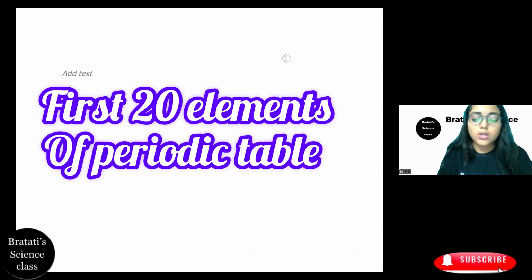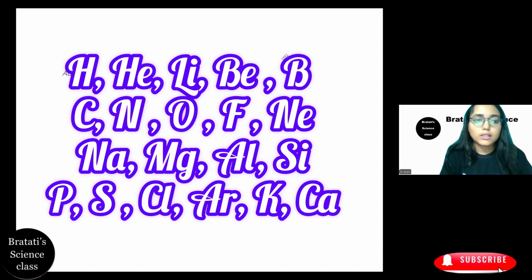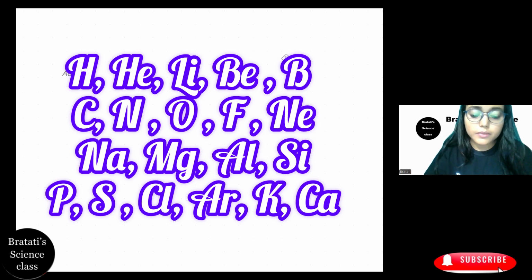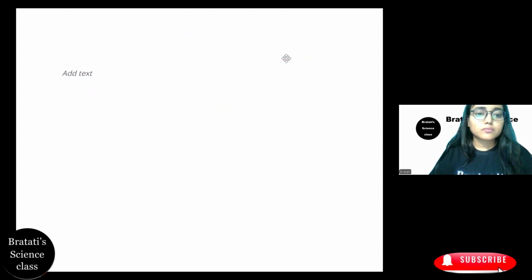Just try to remember the first 20 elements of the periodic table: hydrogen, helium, lithium, beryllium, boron, carbon, nitrogen, oxygen, fluorine, neon, sodium, magnesium, aluminium, silicon, phosphorus, sulfur, chlorine, argon, potassium, and calcium.